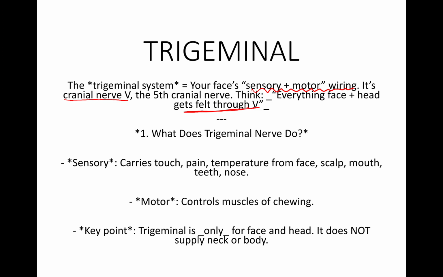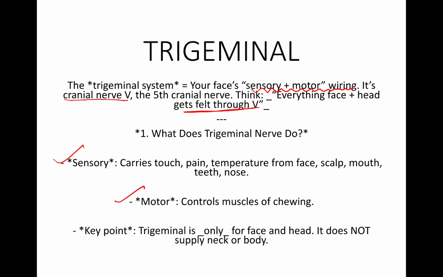Now, what does the trigeminal nerve do here? Two things: sensory and motor. First is sensory, which carries touch, pain, and temperature from the face, scalp, mouth, teeth, nose, basically all your face and head. Next is motor, which controls the muscles of chewing. That is the motor action the trigeminal nerve does.